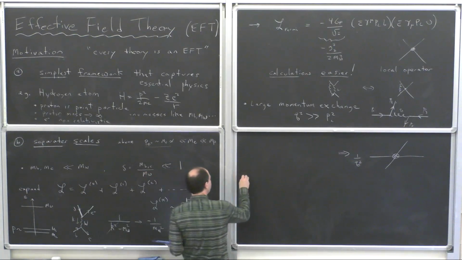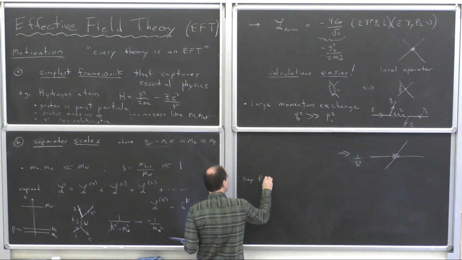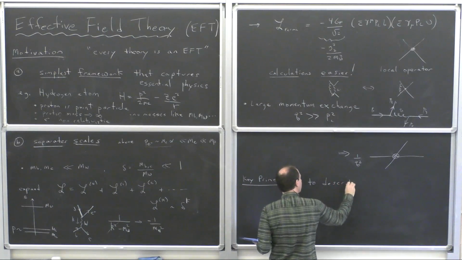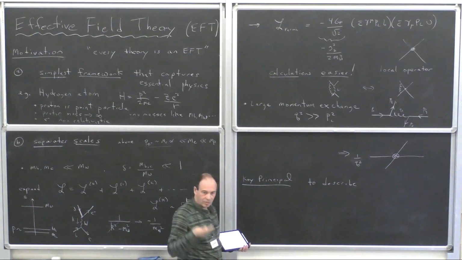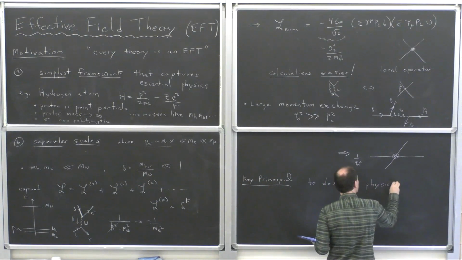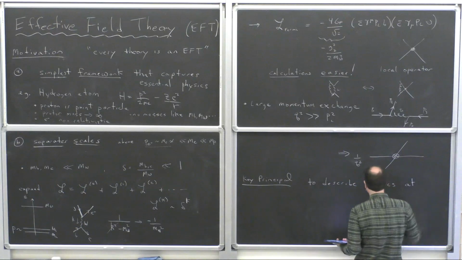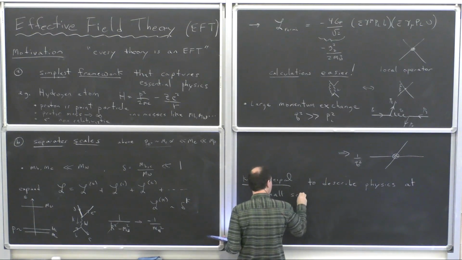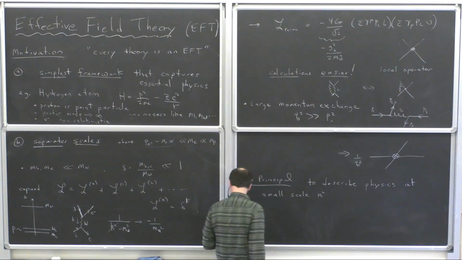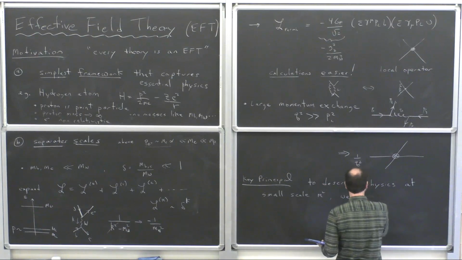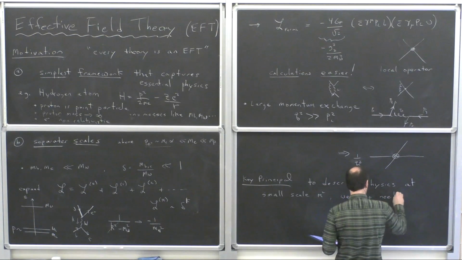So the key principle here, if I want to summarize what we've been talking about, is that you can really focus on the physics of the low energy scales without worrying about the physics of the high energy scales. So if you want to study the physics at some small scale, which I'll just call little m, just to give it a name, little m squared, then we do not need to know the details of what's going on at higher energy scales.